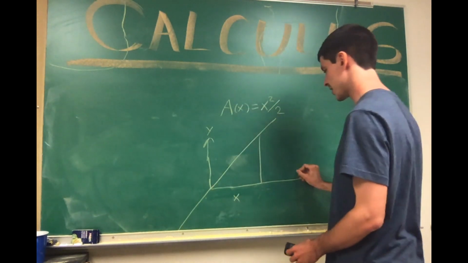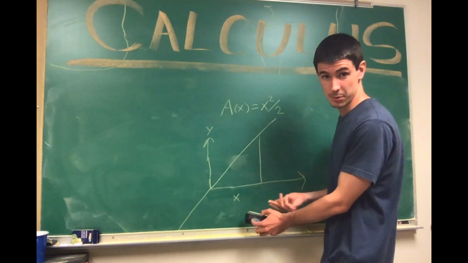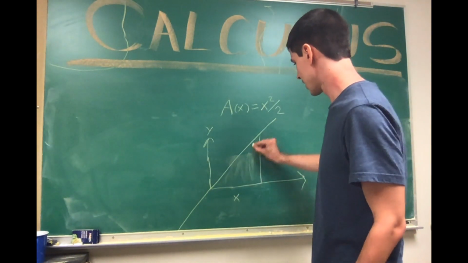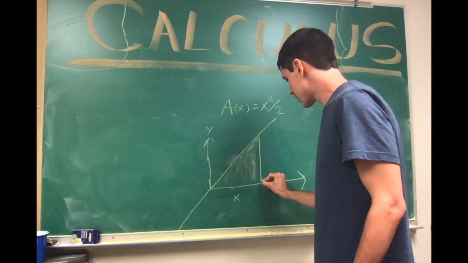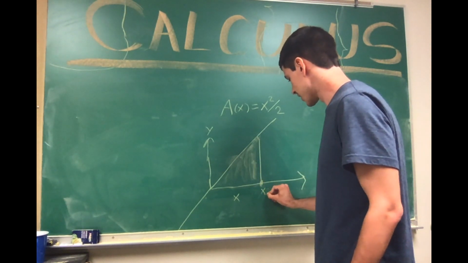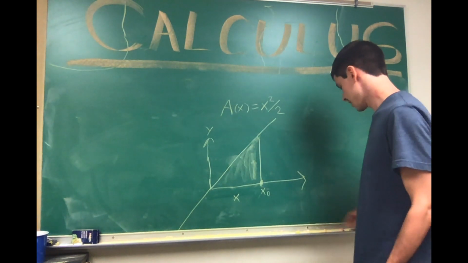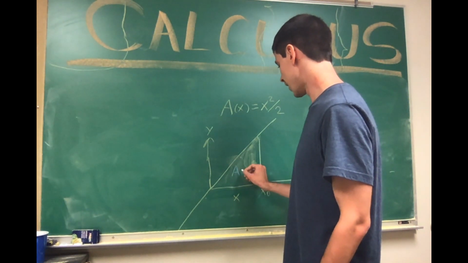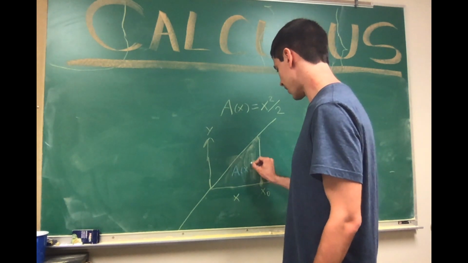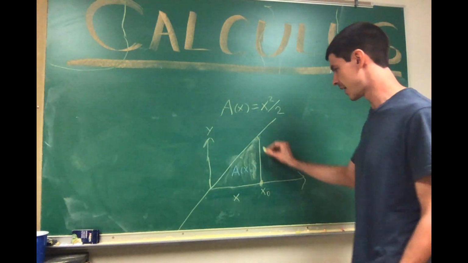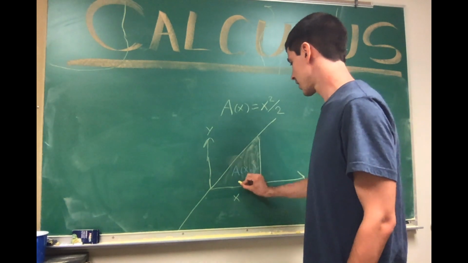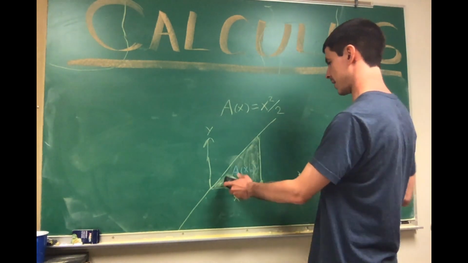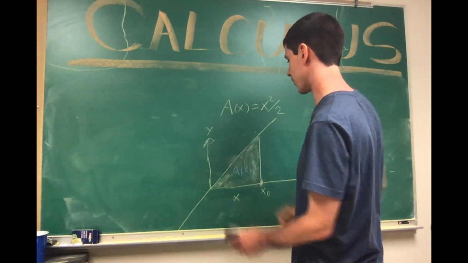Call this the x-axis, which makes sense. We're already labeling x to be this length here. So this right here, let's call this x0, and this area right here is A of x0, which is clearly half the area of a square, because we've just taken the square and we've cut it in half.